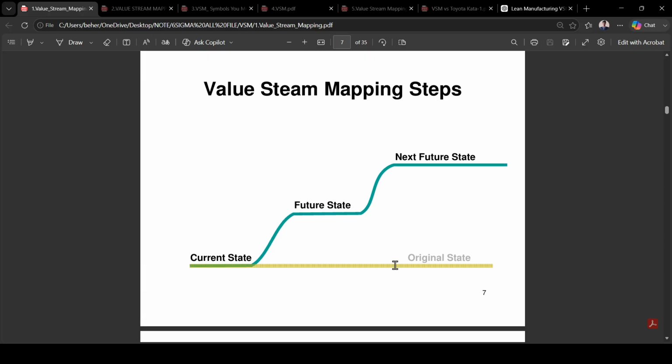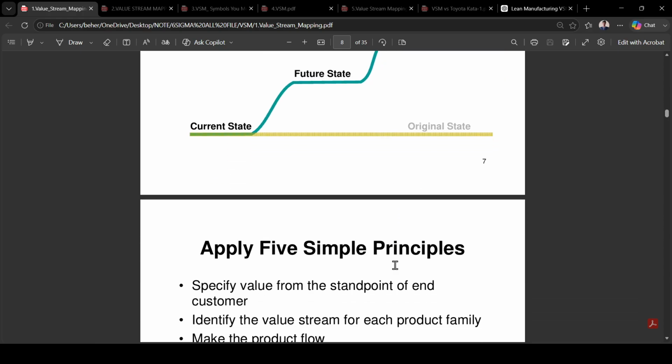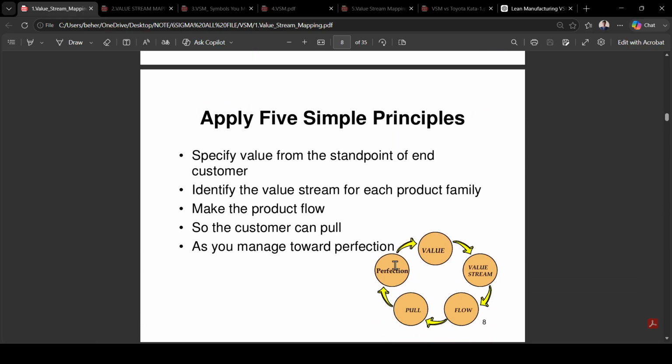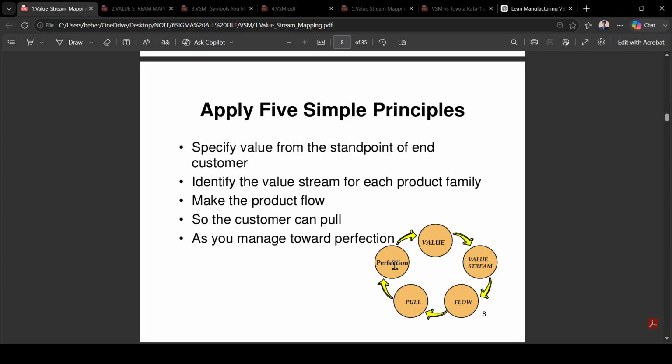See that the flow of the VSM maps current state, future state, next future state. Then apply 5 simple principles. Specify value from the standpoint of the end customer. Identify the value stream for each product. Make the product flow so the customer can pull as you manage toward perfection.